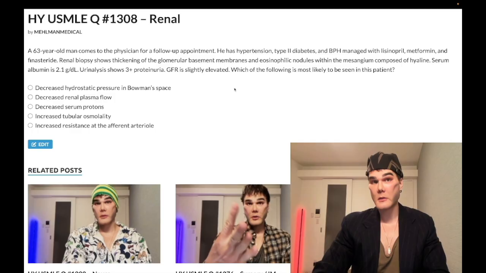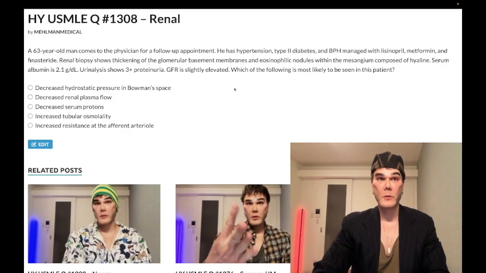Choice A, decreased hydrostatic pressure in Bowman space. Wrong answer. He's got BPH. It's going to be increased. USMLE wants you to know that high creatinine in an old man with no other information is BPH till proven otherwise. It's not our scenario here, but it's important you know this is what USMLE is going to do.